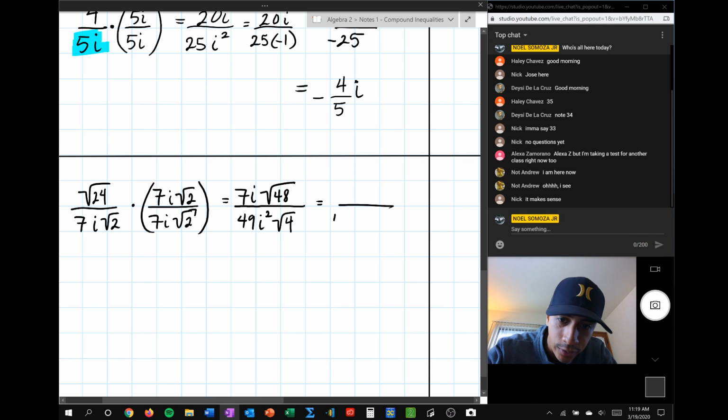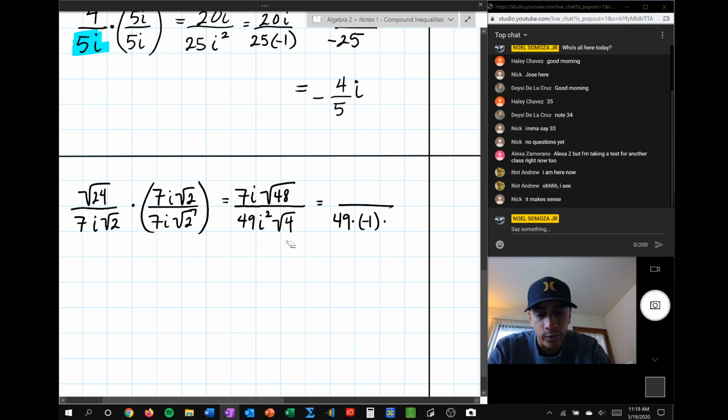So 49 still stays, times i squared. Remember, i squared becomes -1. So you get -1 times, what's the square root of 4? That's 2. So now that's what you have as your denominator.